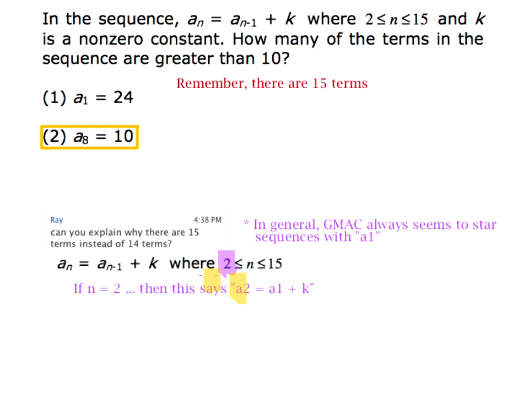John, that's not the right explanation because we're looking at statement 2 right now, and you are not given A1 in the problem. So no. But the fact that there are 15 terms is inherent in this statement and this statement only.